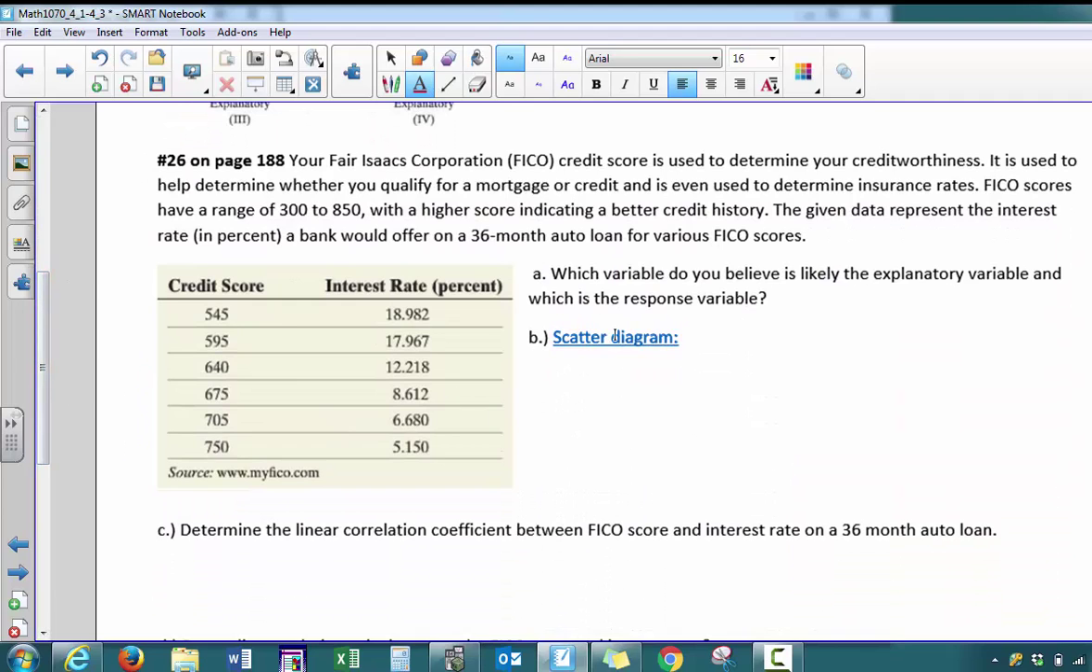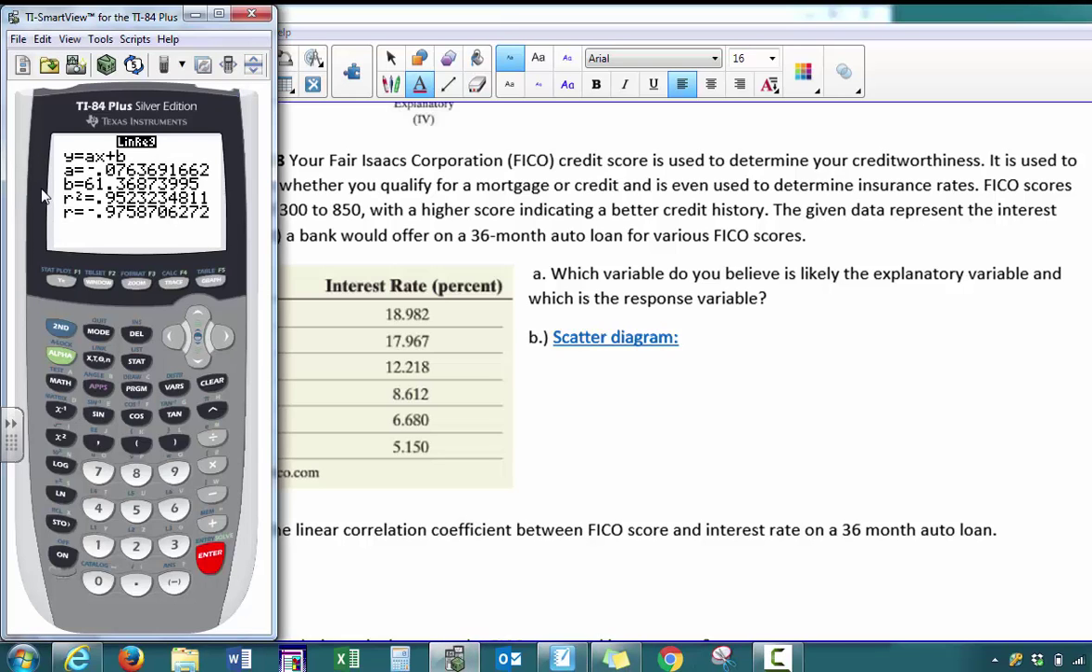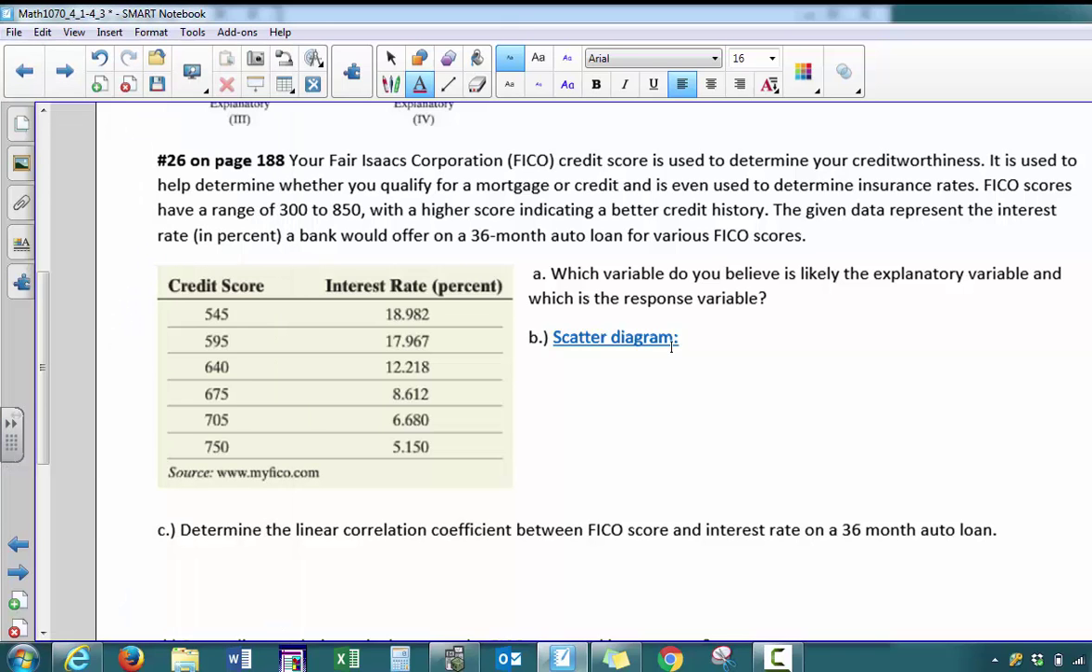So we already created our scatter diagram. We believe that the credit score is the explanatory variable. Your interest rate depends on the credit score that you have. So your explanatory variable, your X variable, will be the credit score. The response variable, your result, your dependent variable, is the interest rate. Determine the linear correlation coefficient. That is symbolized by R, negative 0.98.